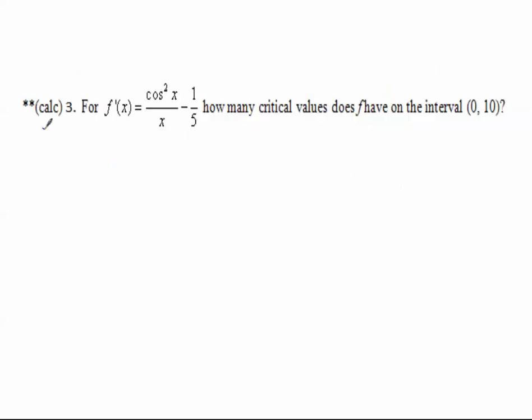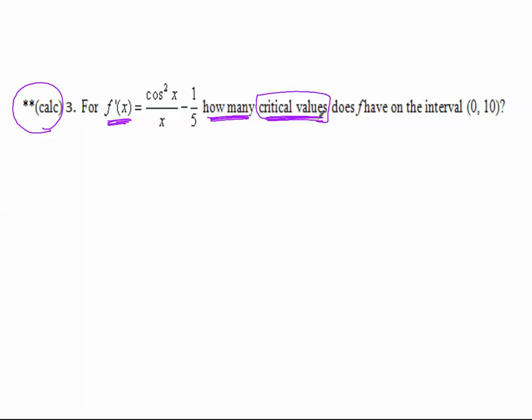Notice this from an AP exam, and it's calculator based. So take your calculator. Let's read the directions. For f prime of x equals this function, how many critical values does f have on the interval from 0 to 10? Notice it doesn't say find them. It doesn't say what are they. How many critical values?